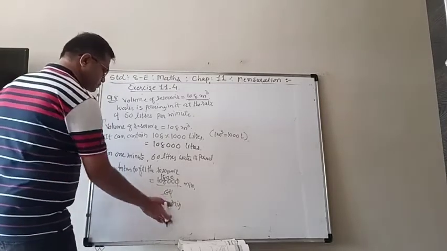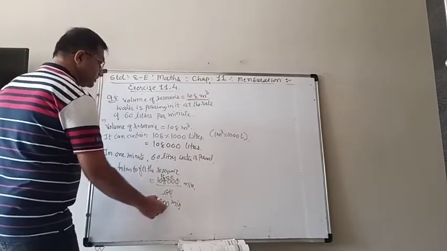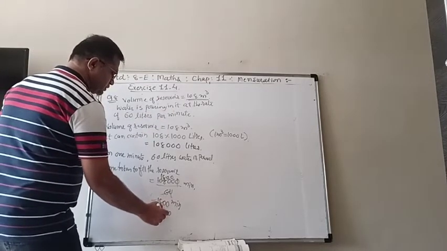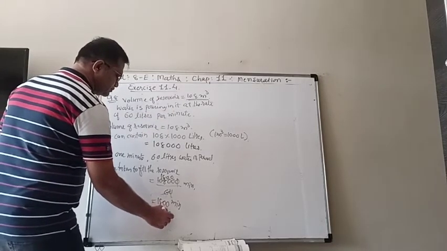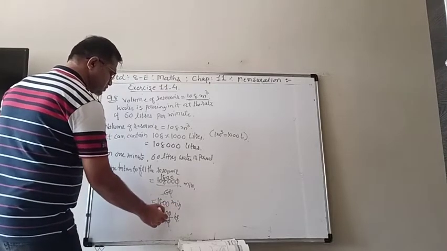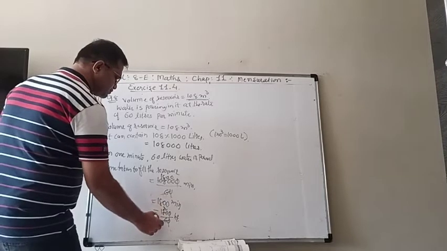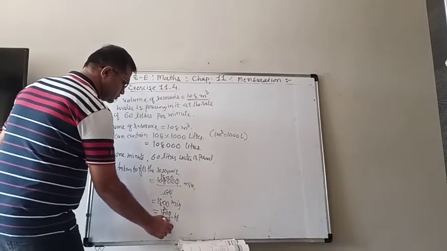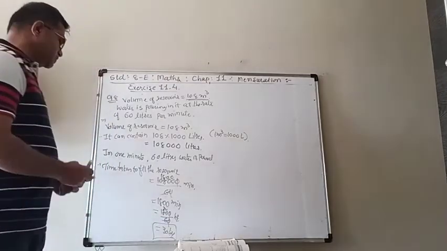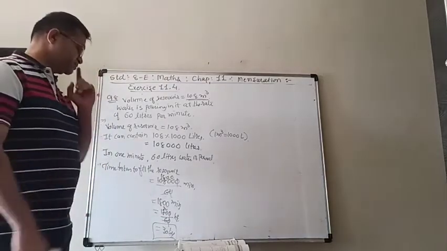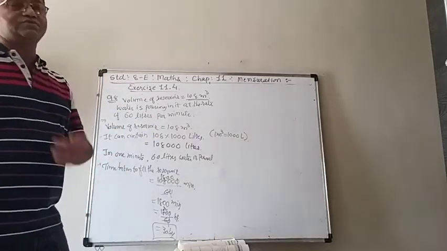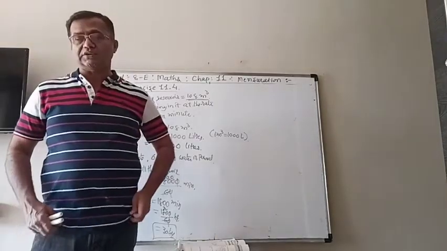But we have to find it in hours. We know that there are 60 minutes in 1 hour. So we have to divide by 60. 1800 divided by 60 is 30. So it will take 30 hours to fill completely the reservoir with the water.